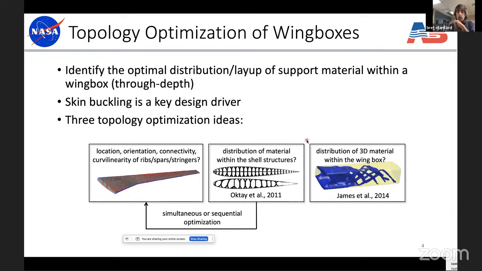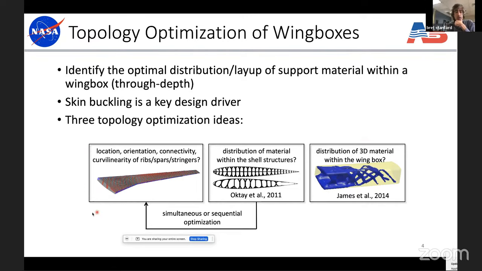And then the third category here is a category unto itself. We just take our wingbox and we fill it with tiny little voxels, and we let the optimizer decide what the topology should look like. Obviously, this is a big challenge to do. In all three of these cases, skin buckling is a key design driver. It's really got to be there if we want to solve meaningful problems.